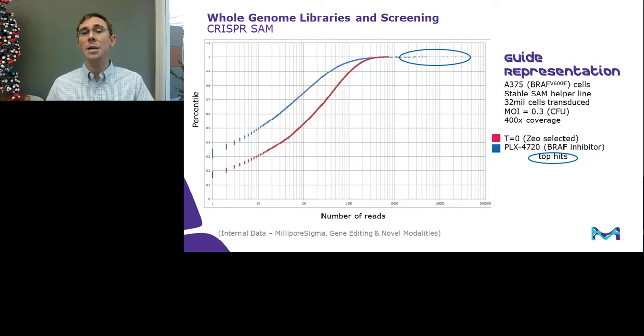So during our initial validation of the library, we showed high guide representation across the library for a number of different cell lines and screening approaches. And as you can see in the graph above, for the BRAF inhibitor screen, we showed strong enrichment of a cohort of guides that are circled in blue following BRAF inhibitor selection.